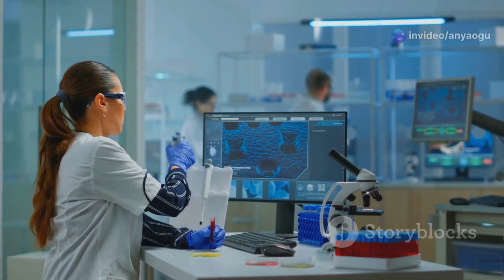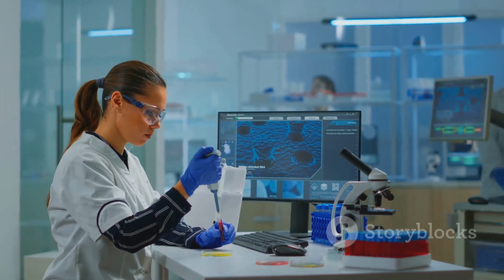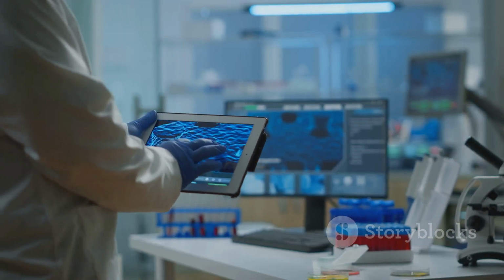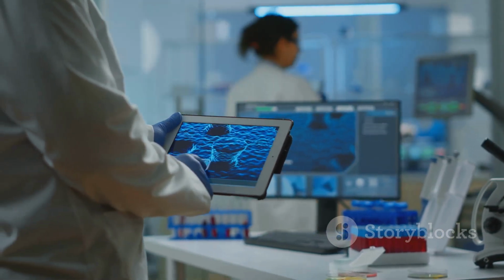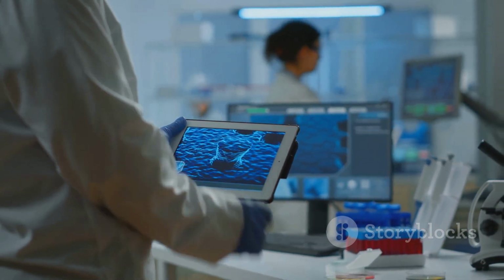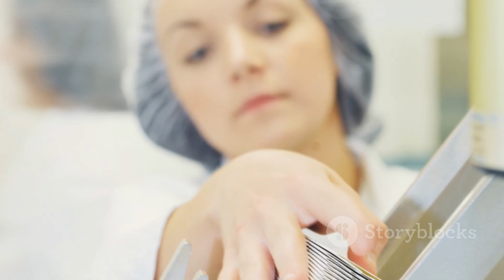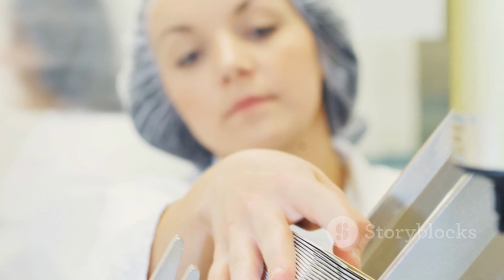Shelf life estimation is like predicting the future of our product. By analyzing stability data, we can estimate how long it will remain safe and effective for use. This information is crucial for determining expiration dates and ensuring consumer safety.